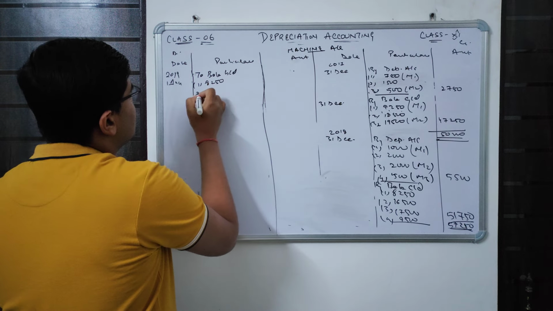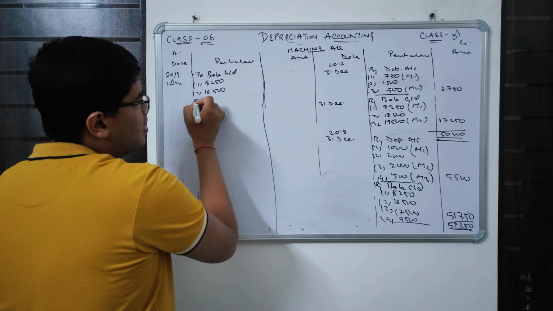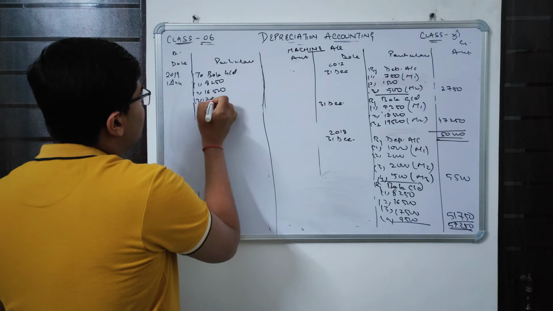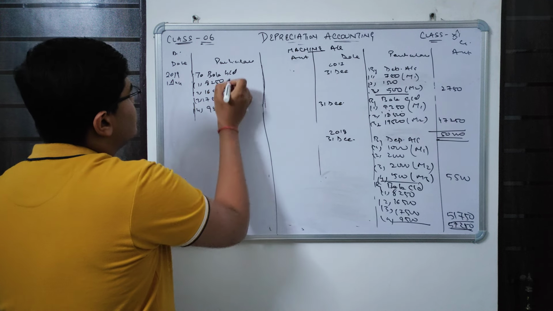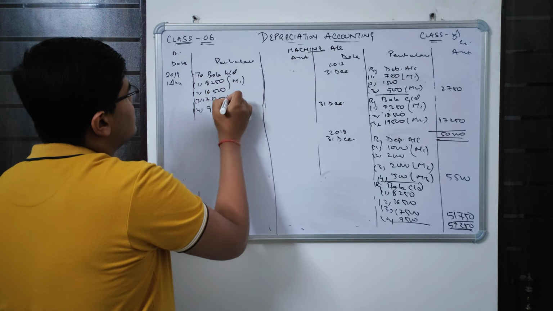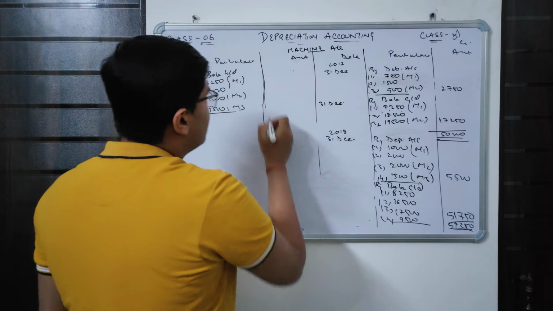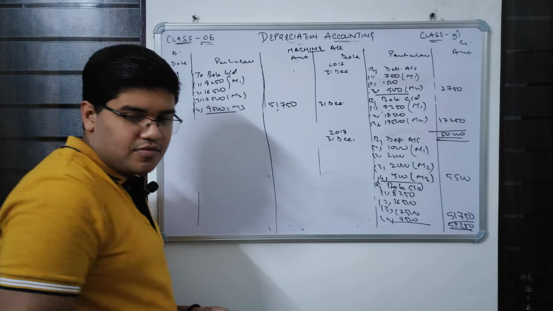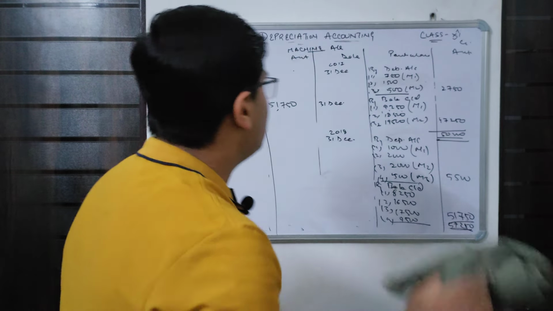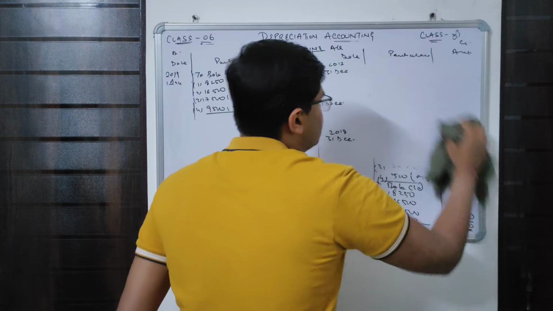8,250, 16,500, 17,500 and 9,500. So this is for M1, this is for M2 and this is for M3, and in total we get 51,750. Now let me erase this part. Now we'll do the calculations regarding depreciation.